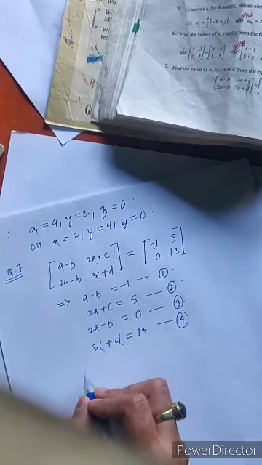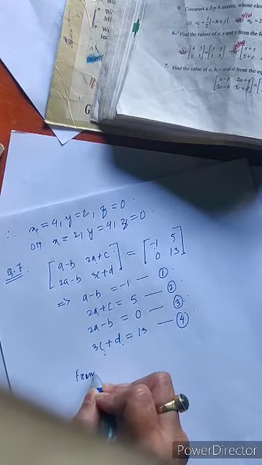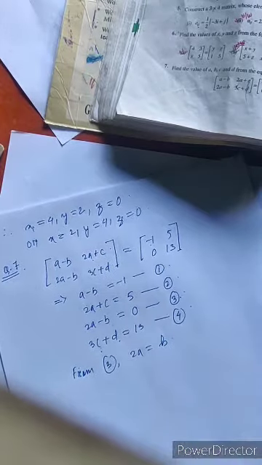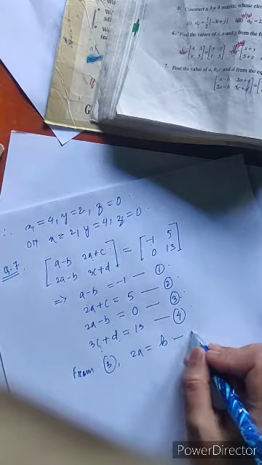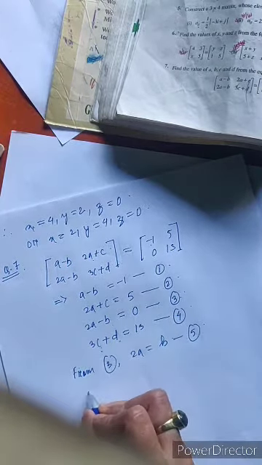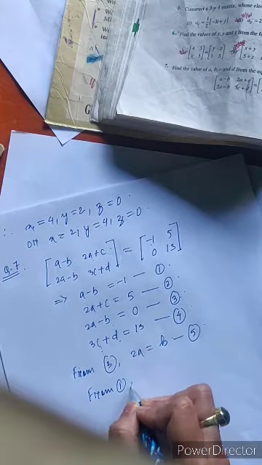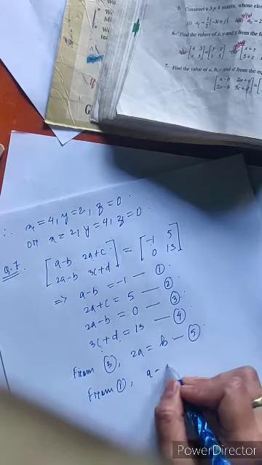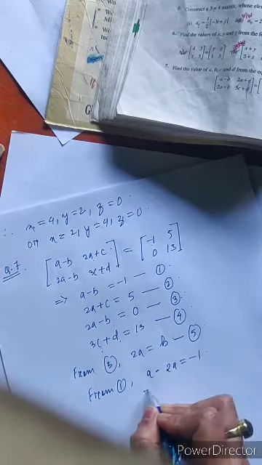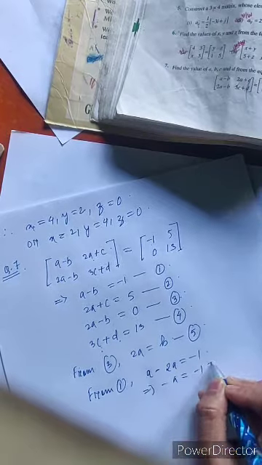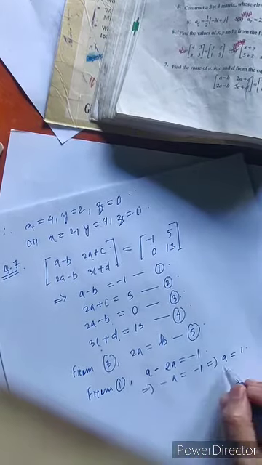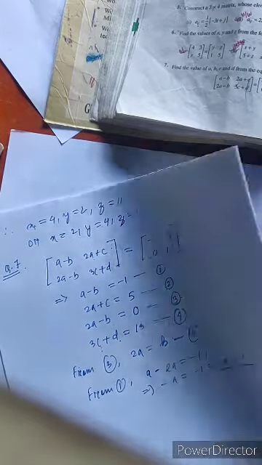From equation number 3, 2 times of a is equal to b. Putting the value of b in equation number 1, a minus b is equal to 2 times of a minus 1. This implies that minus a is equal to minus 1. Multiplying both sides of the equation by minus 1, we have the value of a is equal to 1.